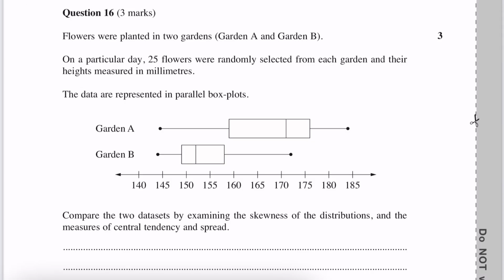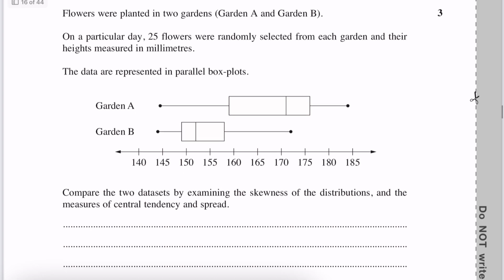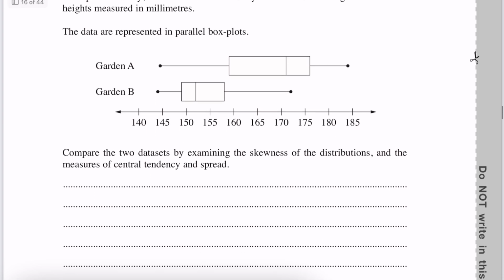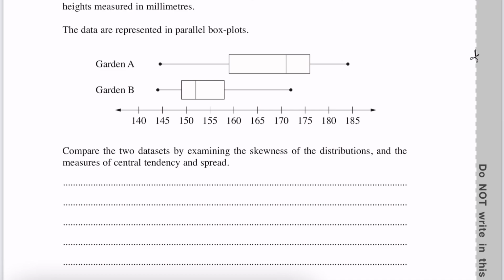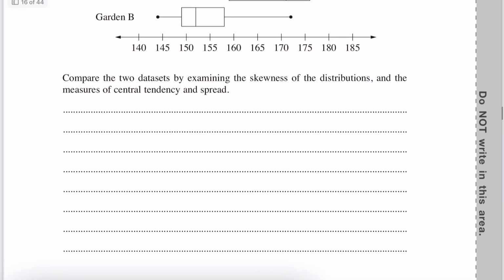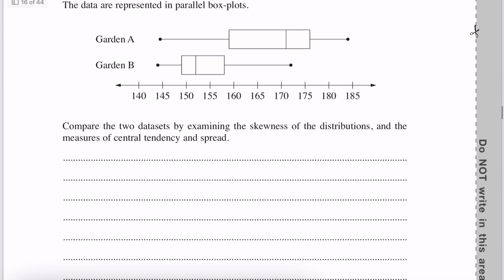Question 16 says, flowers were planted in 2 gardens, Garden A and Garden B. On a particular day, 25 flowers were randomly selected from each garden and their heights measured in millimeters. The data are represented in the parallel box plots, and they give us those box plots there. Compare the two data sets by examining the skewness of the distributions and the measures of central tendency and spread.